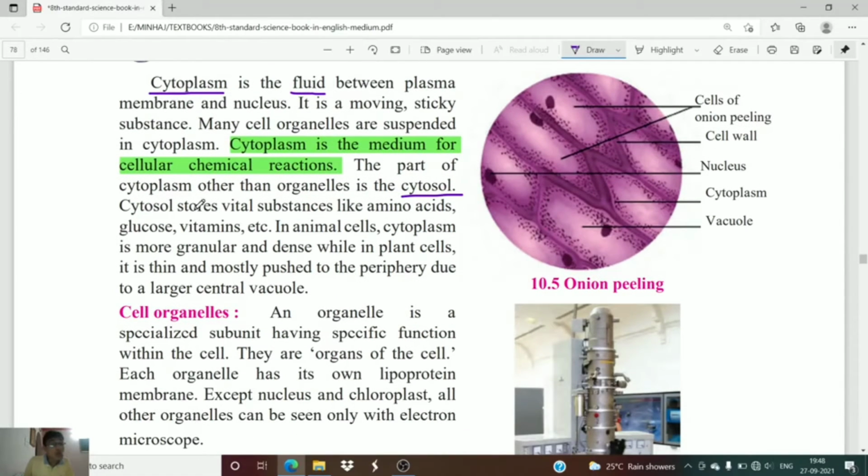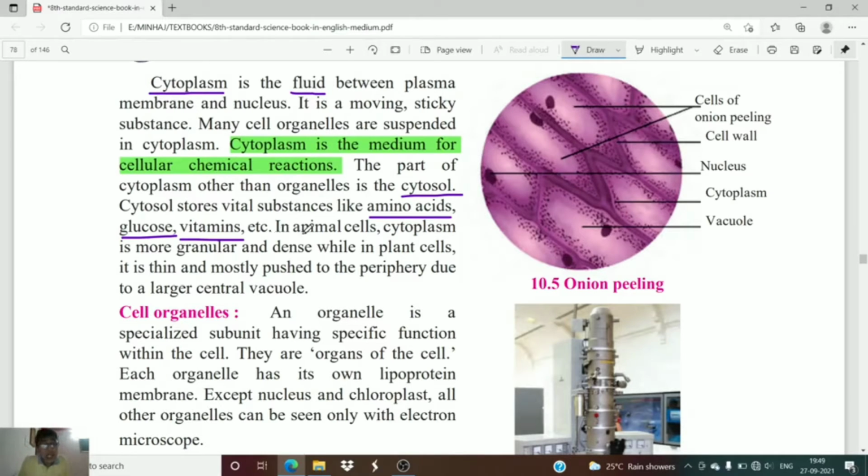Now cytosol stores vital substances like amino acids, glucose, vitamins, etc. So all these important vital substances which can be used to create energy, like amino acids, glucose and vitamins, are stored within the cytosol.